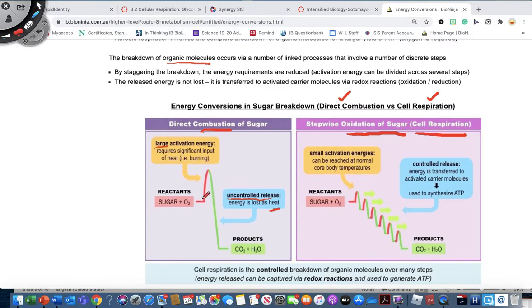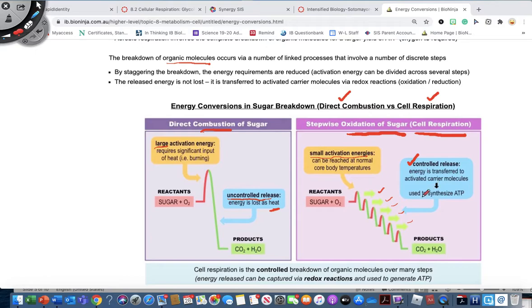So instead of just requiring a lot of activation energy to start the process, we kind of stagger the breakdown of the glucose molecule, as you see here in many steps. So then that means that instead of requiring a very large activation energy, we require small activation energies that can be reached at normal core body temperatures. So a small activation energy here and here and here and here versus a very large one. So then that means that you end up with a controlled release of energy. And then that energy that is being released right here and here and here and here and here, that energy is not getting lost as it would here.